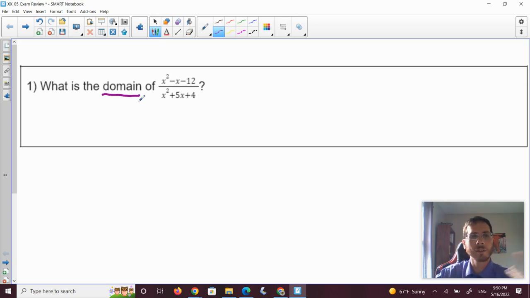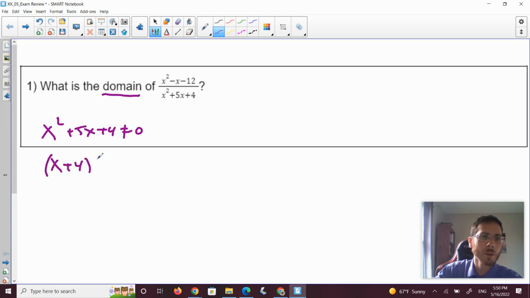You can't have negatives inside even roots. No even roots, so we ignore that. The other thing is we can't have the denominator be 0. So we want to find out where x squared plus 5x plus 4 is not allowed to be 0. To do that, we can factor this pretty quick. We want to find things that multiply to 4 and add up to 5.